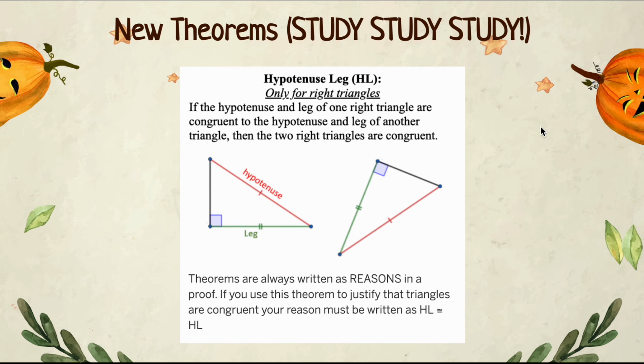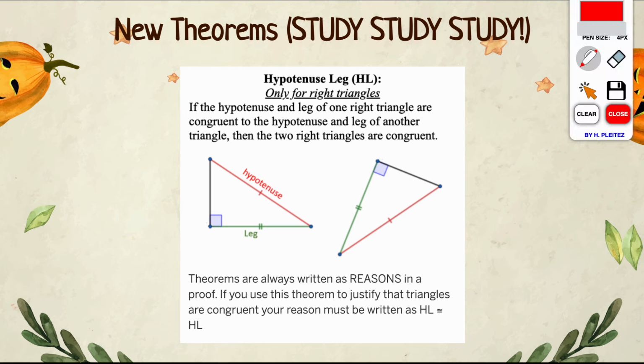So hypotenuse-leg, this is only for right triangles. So if you don't know that a triangle is a right triangle, automatically you know that you cannot use this theorem. So this says that if the hypotenuse and leg of one right triangle are congruent to the hypotenuse and leg of another triangle, then the two right triangles must be congruent. And if this theorem is being used in a proof, how you would write it is HL is congruent to HL. And again, what that says is the hypotenuse and leg of one triangle is congruent to the hypotenuse and leg of another triangle.